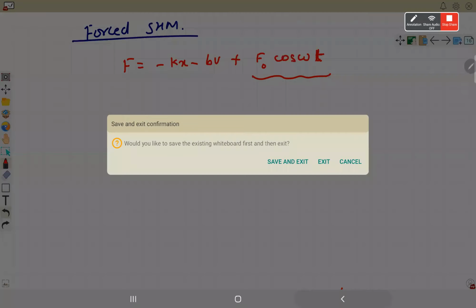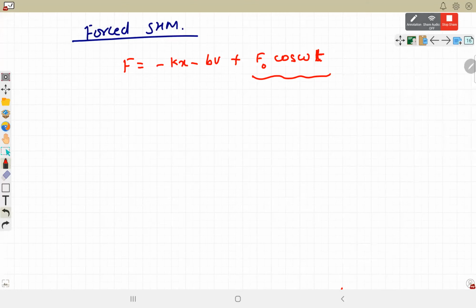This external periodic force is required to maintain the amplitude at a constant value, and quite obviously the amplitude of this force will decide what the new amplitude is going to be. Example, a child on a swing in a park: if you start pushing from behind, now you are deciding what is going to be the amplitude, not the length of the pendulum.